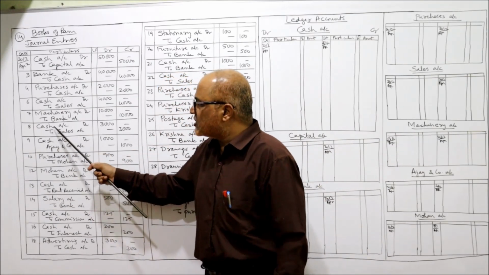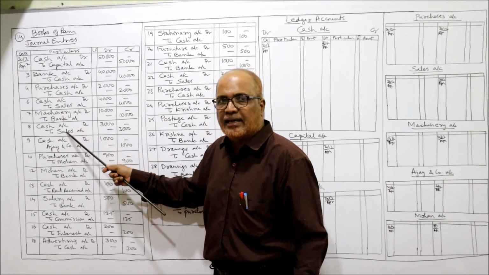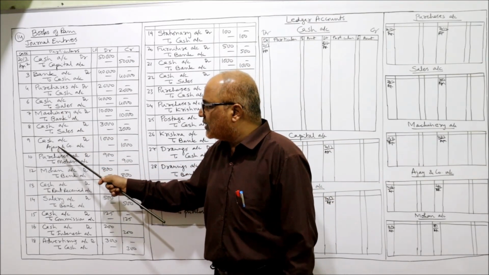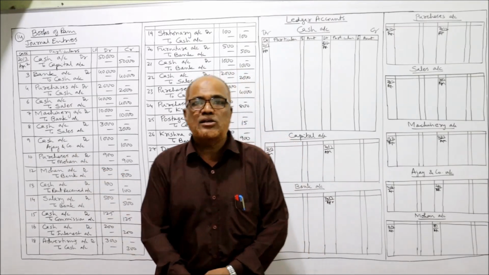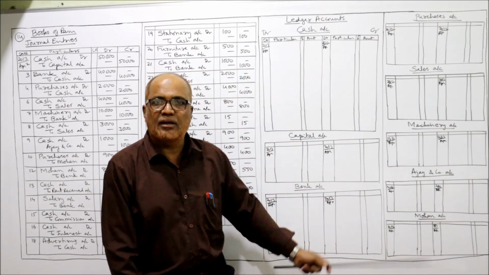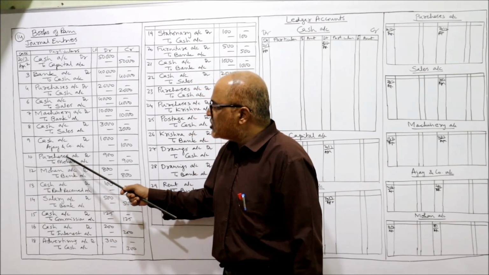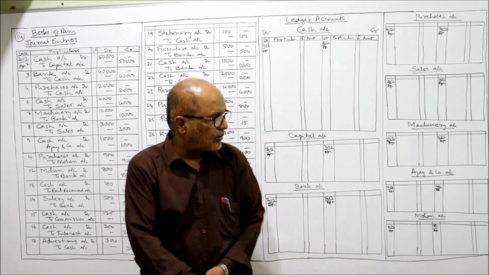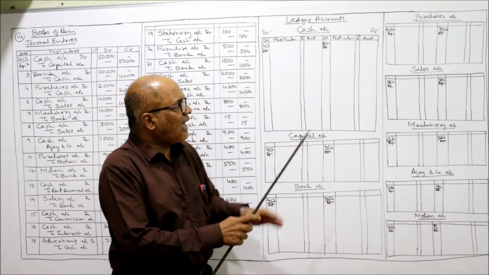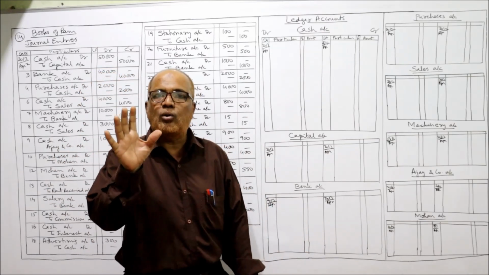Next, cash account debit to sales. Cash account is already there, sales account is already there, no need to make. Cash account debit to Ajay and Company. Cash account is there, but Ajay and Company is not there. I have prepared Ajay and Company. Next, purchases account debit to Mohan. Purchase account we have already prepared. Mohan account we will open now. I don't have sufficient space on the board, so I have stopped at Mohan account only.